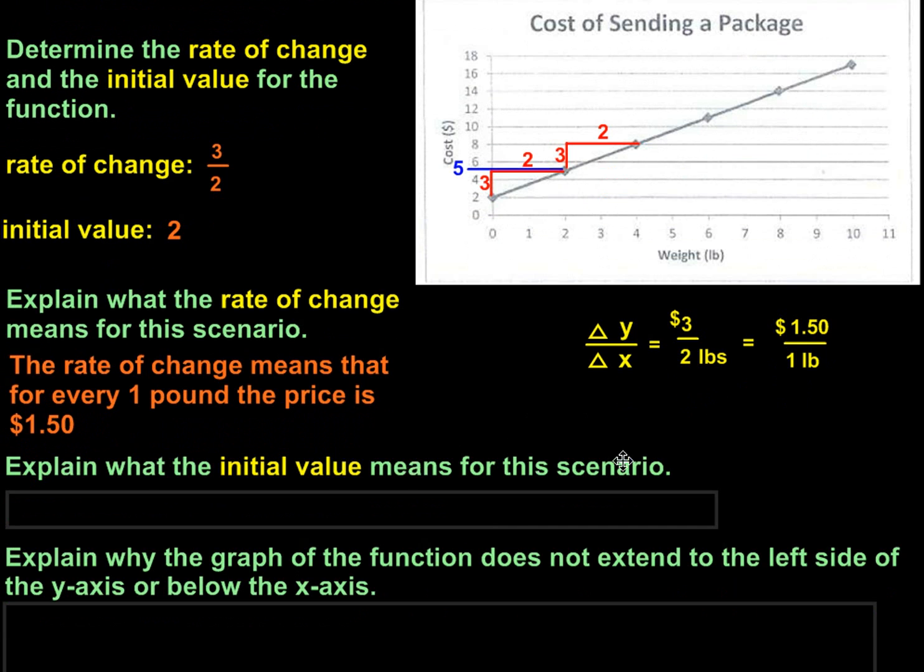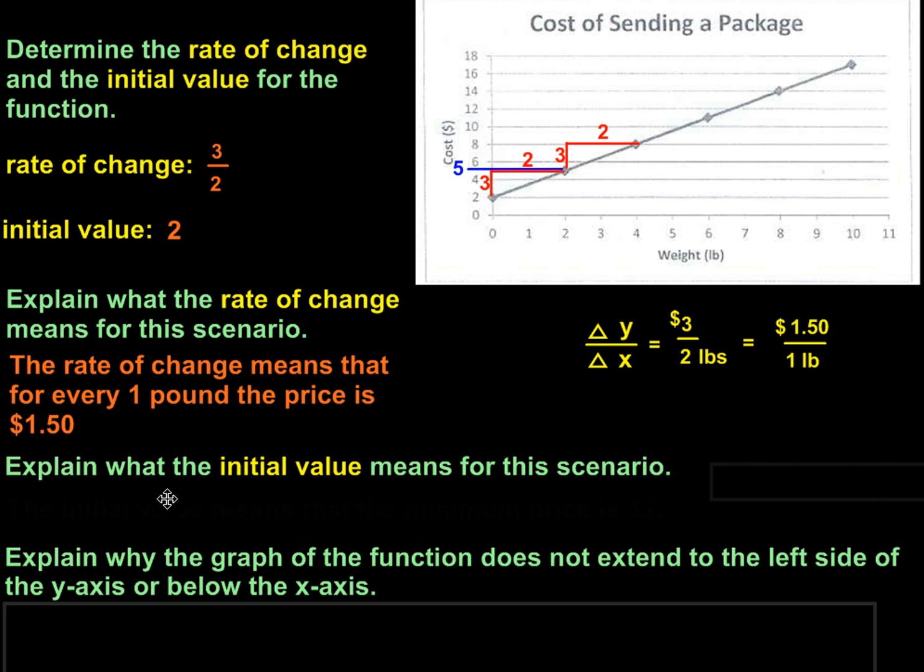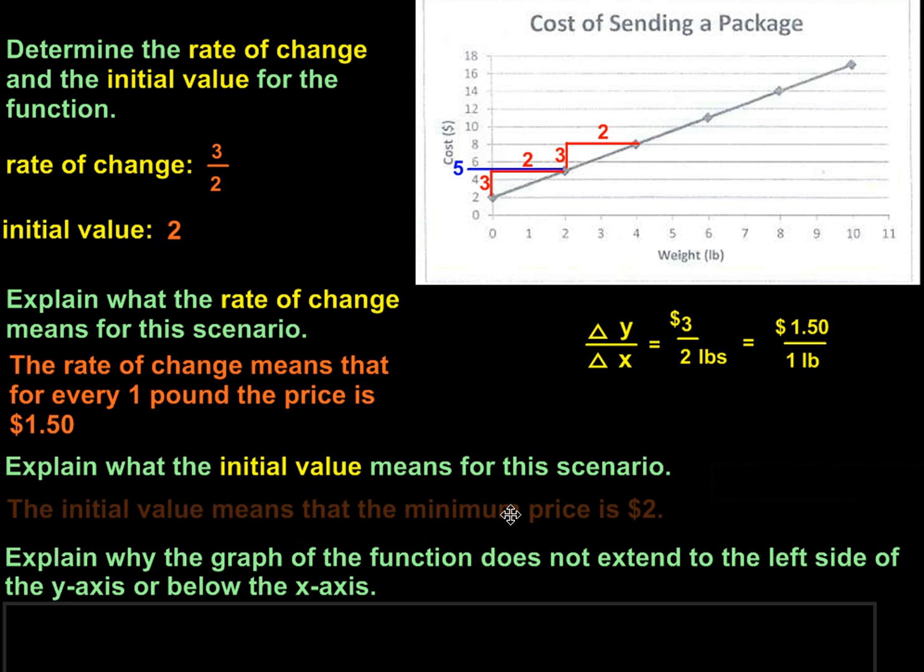Explain what the initial value means for this scenario. Well, in this case, the initial value simply indicates that the minimum is $2. So regardless of how light your package is, if it's under 1 pound, you're going to pay a minimum of $2.